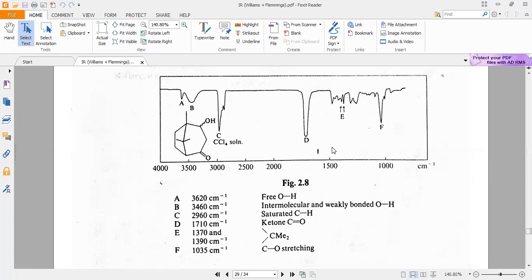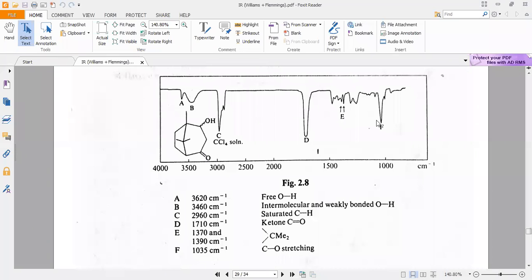And the most intense signal we get is for this D. So this is around 1710. This is the region where aldehyde or ketones appear. You see, this is the ketone which is present in this case. It appears at that range. So this region belongs to the carbon oxygen double bond.